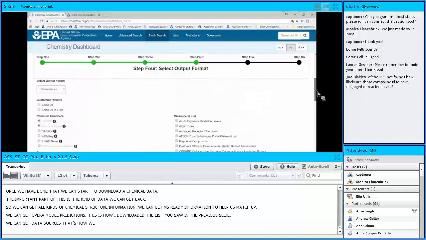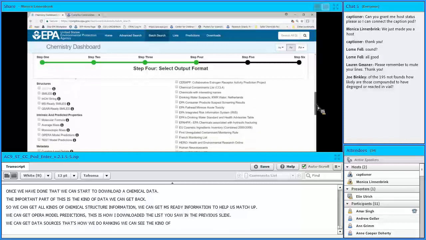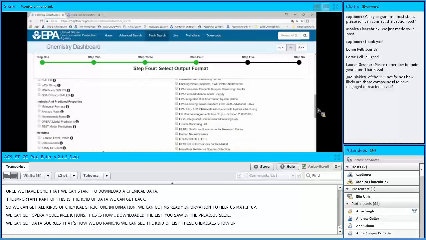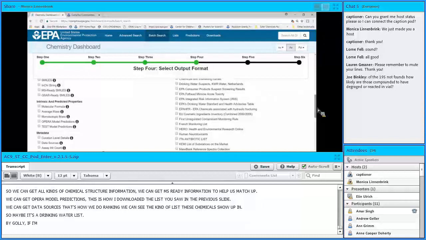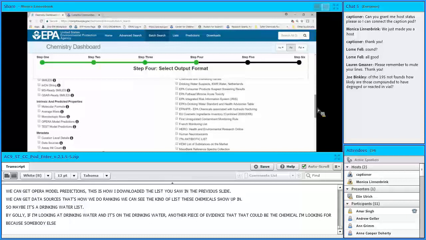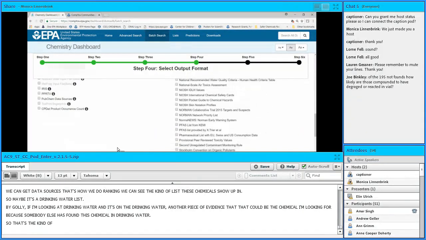We can look and see what kind of lists these chemicals show up in. So maybe it's a drinking water list. Well, by golly, if I'm looking at drinking water and it's on a drinking water list, that's another piece of evidence that that could be the chemical I'm looking for because somebody else has already found this chemical in drinking water. So that's the kind of data that we tend to retrieve.